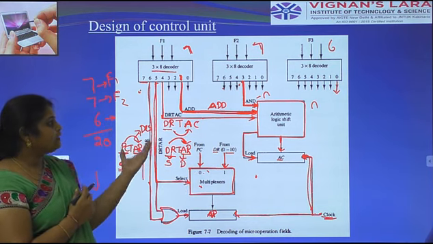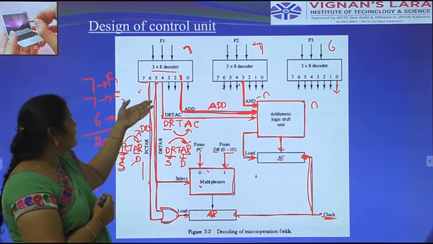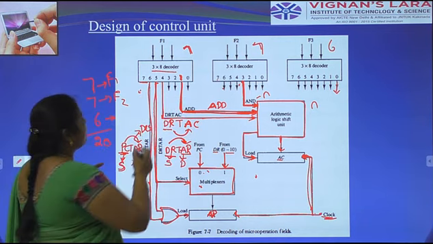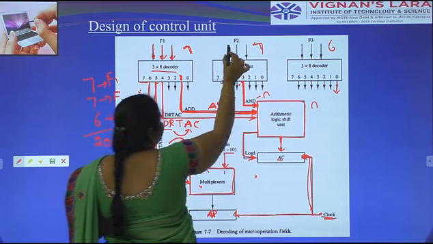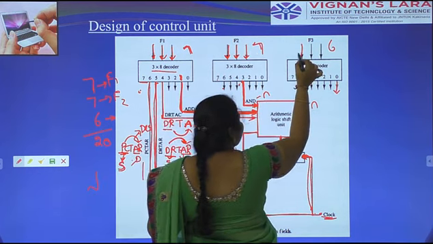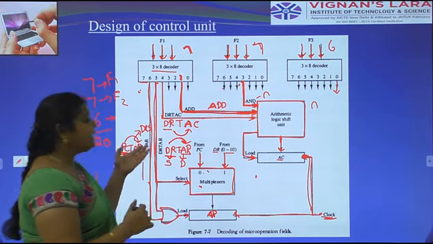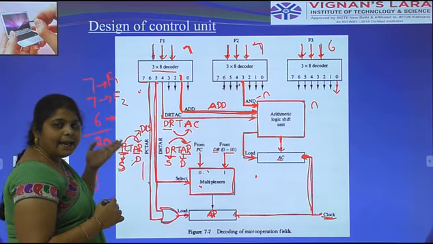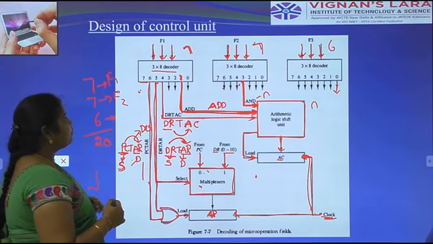Here these are the 3 fields: field 1, field 2, field 3. Every field has 3 inputs. Here we have to denote that it is 3 inputs. F1 has 3 inputs, F2 has 3 inputs and F3 has 3 inputs. In that we have 3 to 8 decoders. Why do you take 8 output lines? 8 decoders means 8 output lines. Here the input is 3.